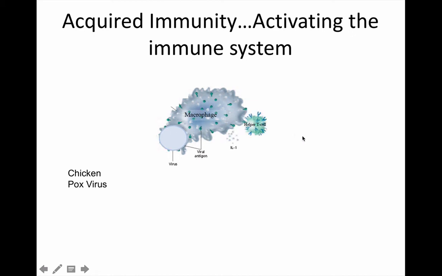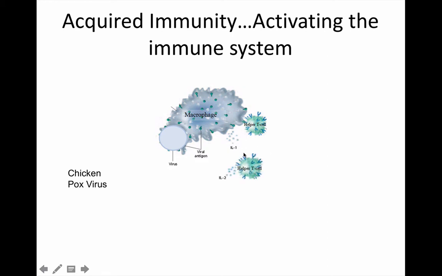Next step, along comes another cell from the immune system called helper T cells. The helper T cells will bind to the MHCs. And when they bind, this causes the macrophages to release a chemical called interleukin-1. Once this chemical gets released, it is going to activate other helper T cells.